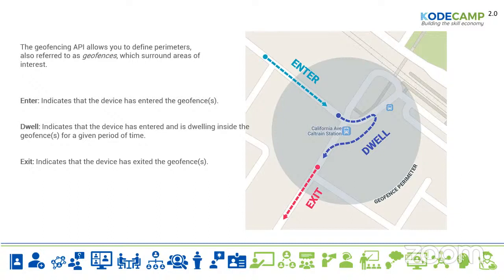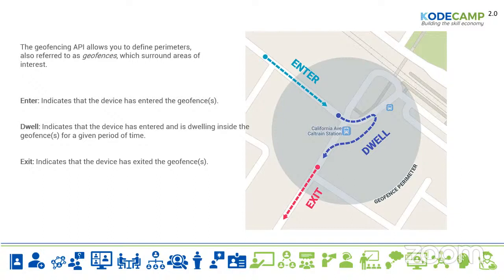Now this geofencing API also uses device sensors to accurately detect the location of the device in a battery efficient way. So the device can be in one of three states, or transition types, that is related to the geofence. So we'll talk about the transition types now.